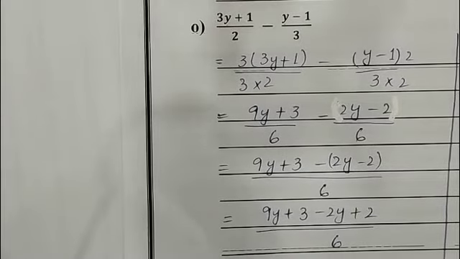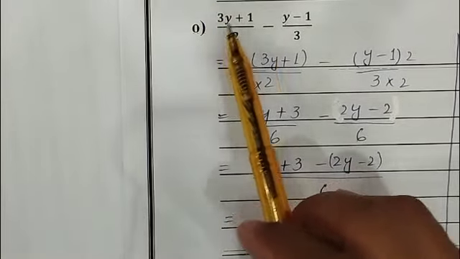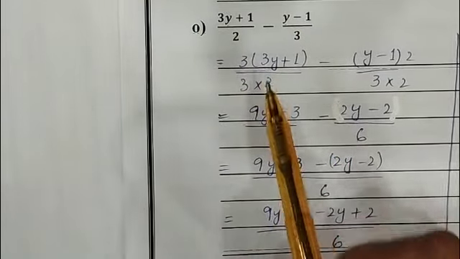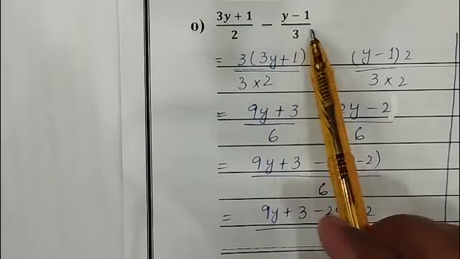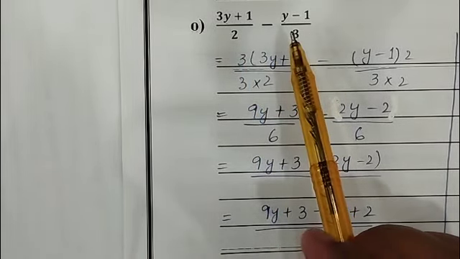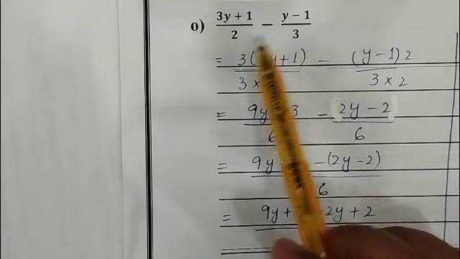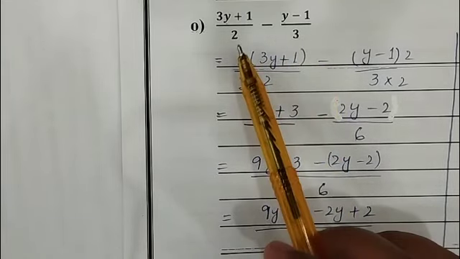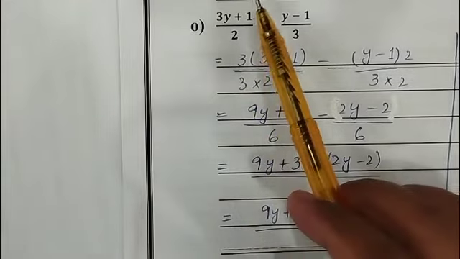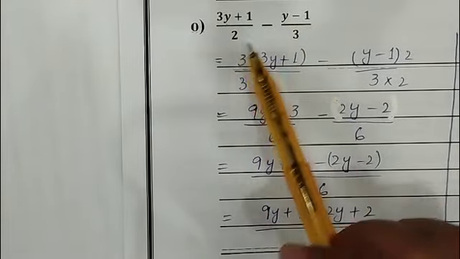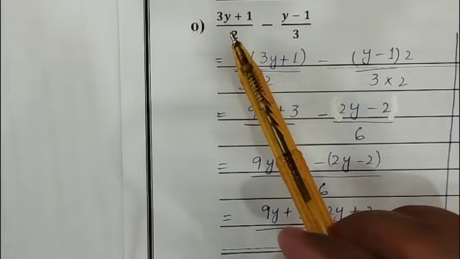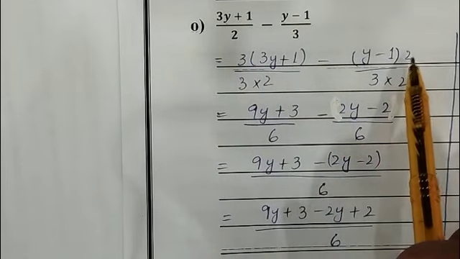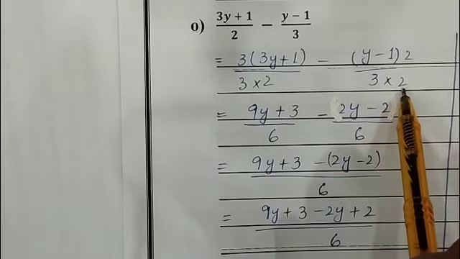Now let's move towards the next part, which is (3y plus 1) by 2 minus (y minus 1) by 3. It is also a subtraction question. You have to subtract two fractions and the denominators are not the same. So we are going to make the denominators the same first. As you know, these two are prime numbers, so to get the same denominator we have to multiply them with each other. So I have multiplied this whole fraction, numerator and denominator both, with 3, and this fraction I have multiplied numerator and denominator with 2.